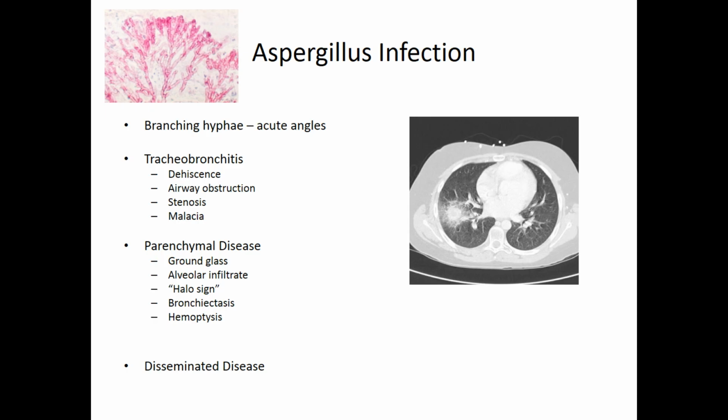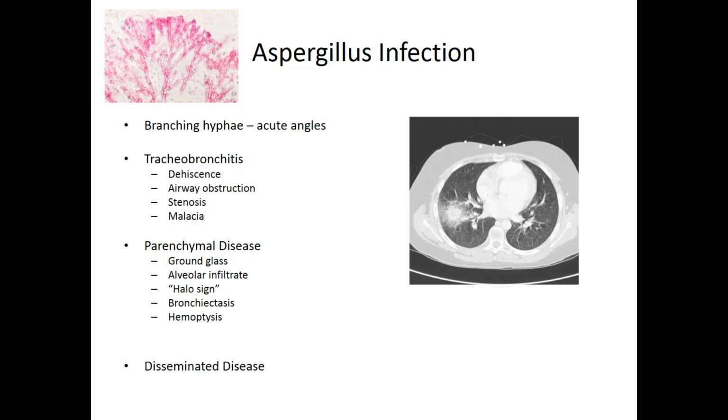Parenchymal disease can include ground glass infiltrates, alveolar consolidations, occasionally the halo sign, which is a ground glass consolidation in the orbit of an alveolar infiltrate. It can also be seen with bronchiectasis and can cause hemoptysis because of invasive fungal disease. Aspergillus can also be associated with disseminated disease.